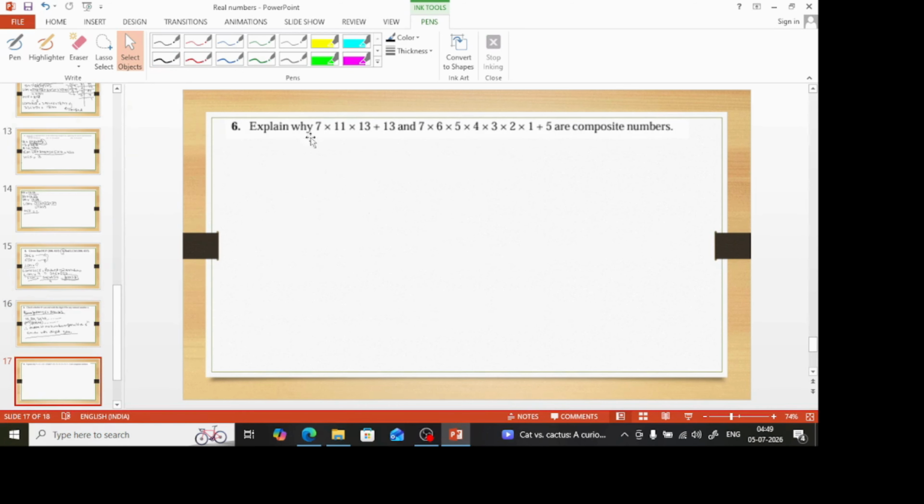Now composite numbers. Let's read question number 6. Question number 6 says, explain why 7 into 11 into 13 plus 13 and 7 into 6 into 5 into 4 into 3 into 2 into 1 plus 5 are composite numbers. First of all, we must know the meaning of composite number. Composite numbers means having more than 2 factors.